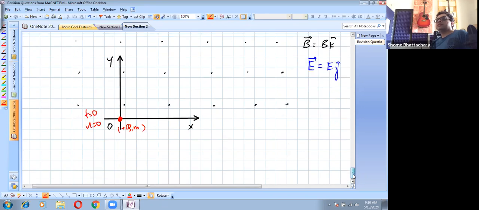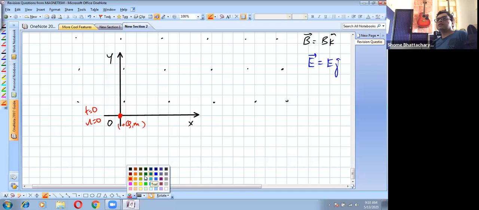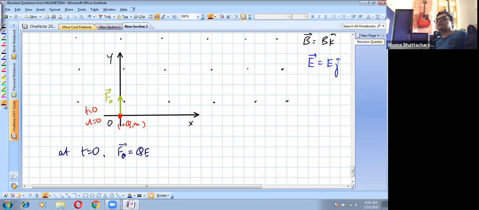So what you see is that initially the net force acting on it is just going to be electrostatic force. So there is the initial force that acts on it. It's just QE. So in this case, it is QE j cap. So it has an initial acceleration of QE by M along the vertical axis.